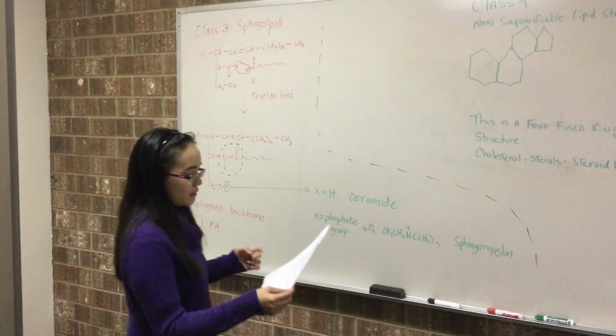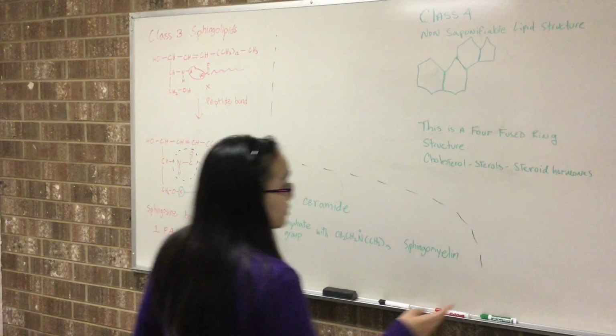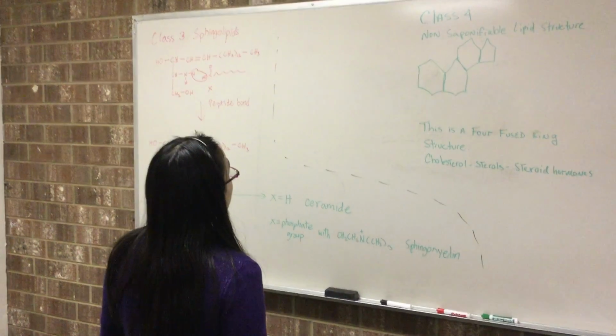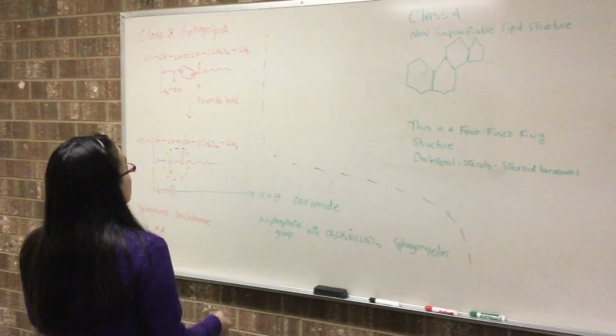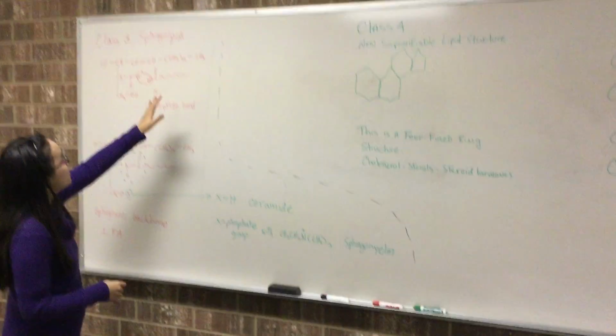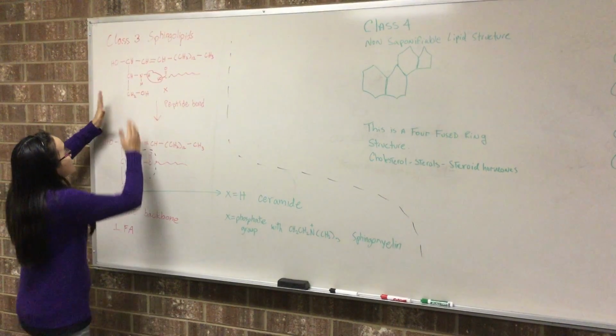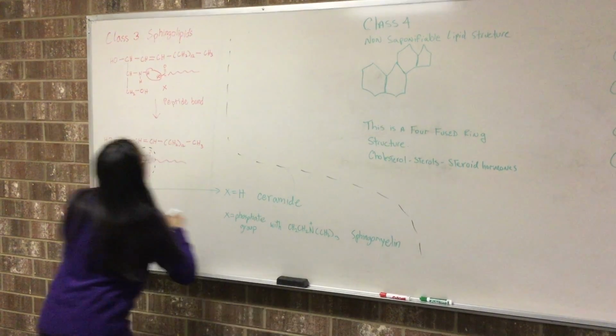Okay, so part 2 for question 5. For the first part we did class 1 and class 2. This time is class 3 and class 4. Class 3 are sphingolipids. So here is a sphingosine.